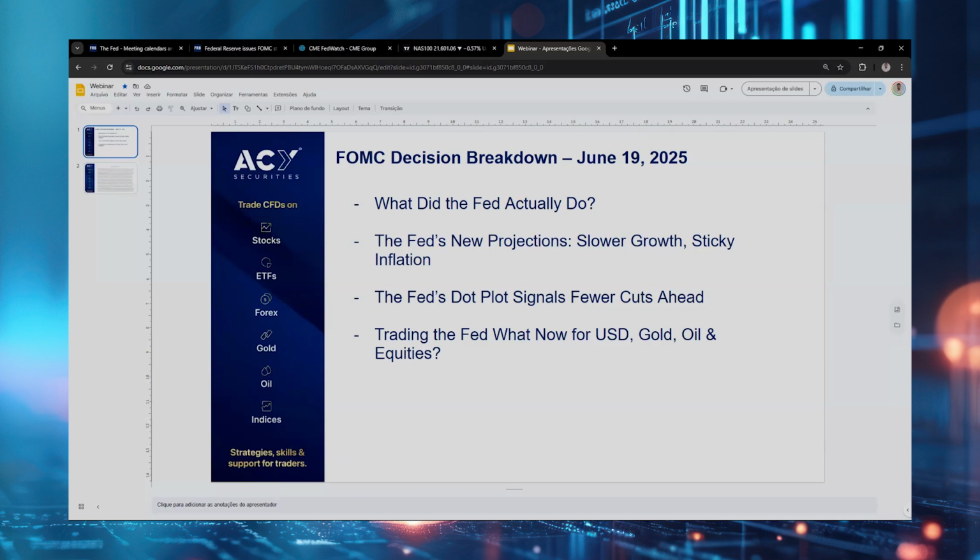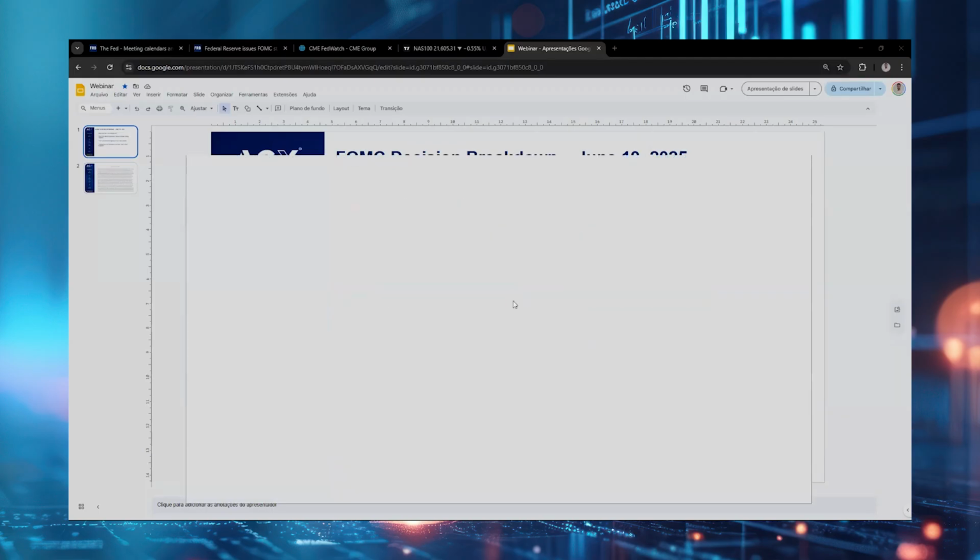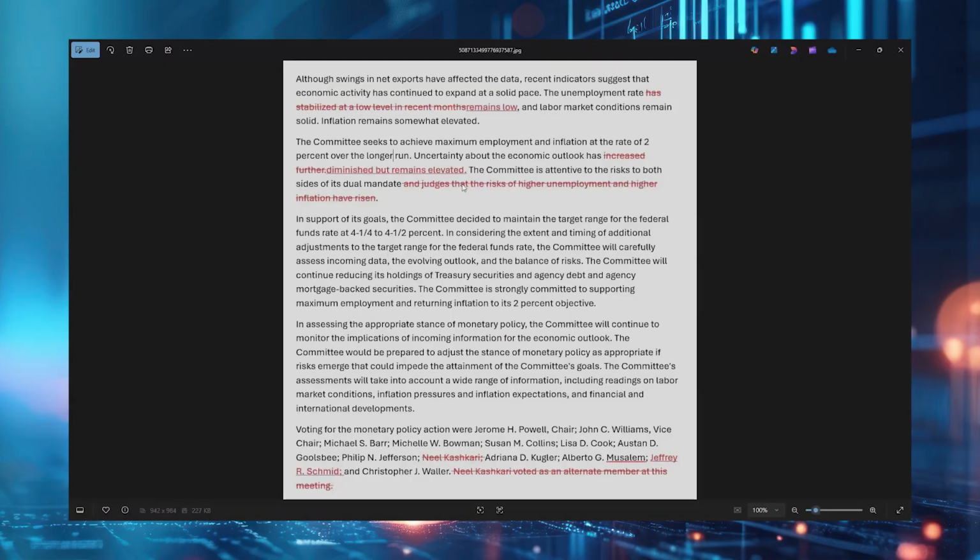Next thing was that the core PCE was revised up, and Jerome Powell dropped the recession risk talk because we saw that. Let me just open that image again, just 1 second. This image here. Yeah. So you can see here that they took off the whole thing about it having stabilized at a lower level in recent months, to remains low. So there wasn't any change in a sense, but it continues to be low.